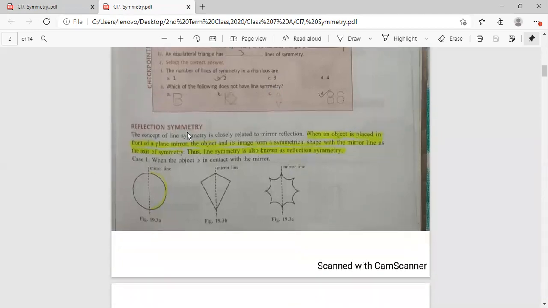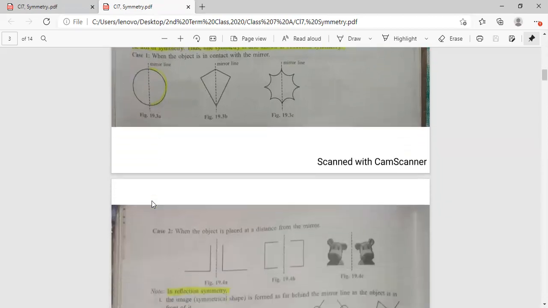Now we come to reflection symmetry. When an object is placed in front of a mirror, the image that is formed is the symmetrical shape of the object. Now see, suppose this is the shape. If you put a mirror, just place a small mirror along this dotted line, you'll find the images like this. That means if you can complete this figure, the mirror will be the line of symmetry. So it is similar, line of symmetry and the mirror image.